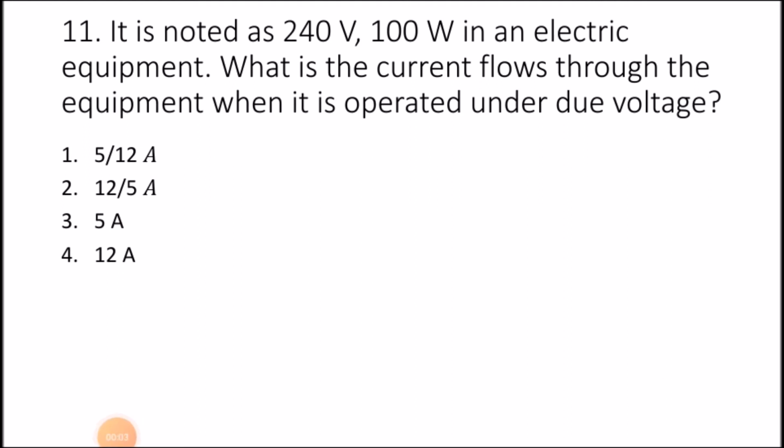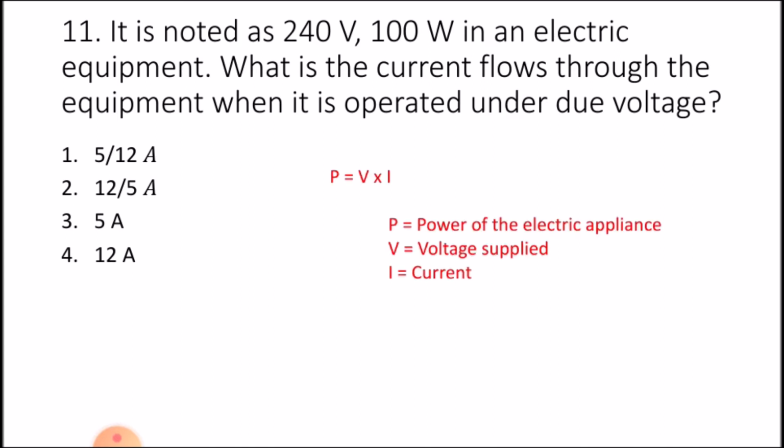Question number 11. It is noted as 240 volt and 100 watt in an electric equipment. What is the current that flows through the equipment when it is operated under due voltage? So in order to calculate this, we need to get an idea about this equation. This equation gives the power of an electric appliance.